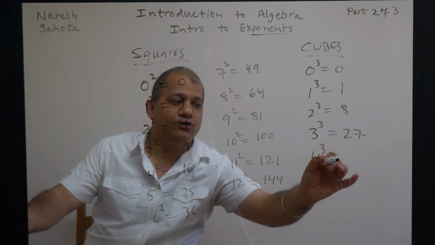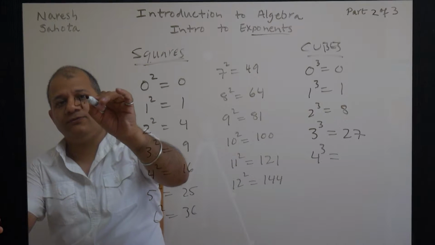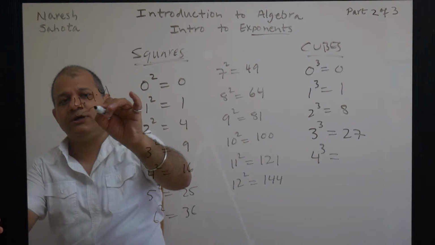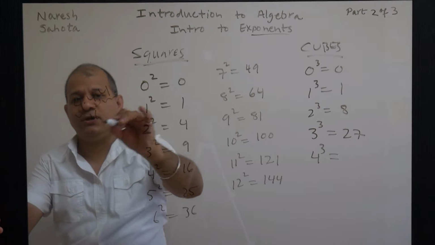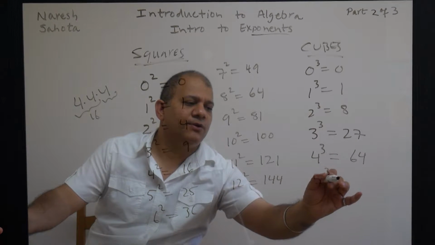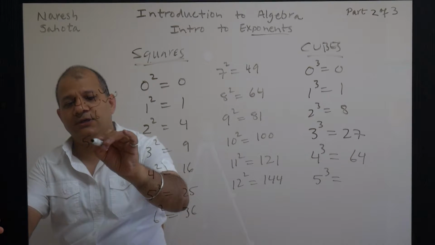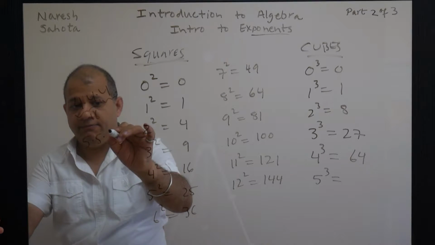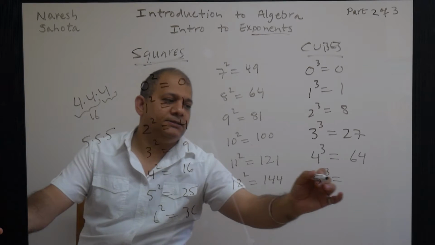And what about 4 cubed? So 4 cubed means 4 times 4 times 4. 4 times 4 is 16, times another 4 is 64. And what about 5 cubed? So 5 cubed, 5 times 5 is 25, times another 5 is 125.